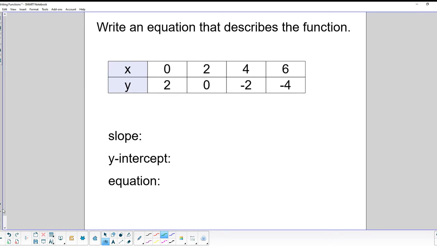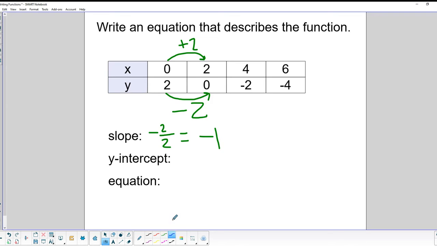Okay, let's start out with our slope again. So in the y direction, to go from 2 to 0, that means I'm decreasing. I'm going down, so I drop by 2. But at the same time, in the x direction, I go from 0 to 2, which means I increase by 2. So my slope then is going to be negative 2 over 2, which simplifies to negative 1.